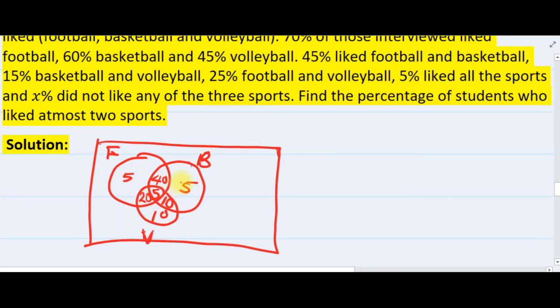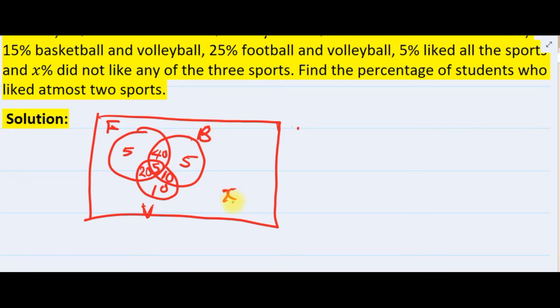Then okay. So we're now asked, they told us X did not like any sports. So our main aim is to find the students who like at most 2 sports. At most means less than or equal to 2 sports, so either none, 1 or 2. So that's it.